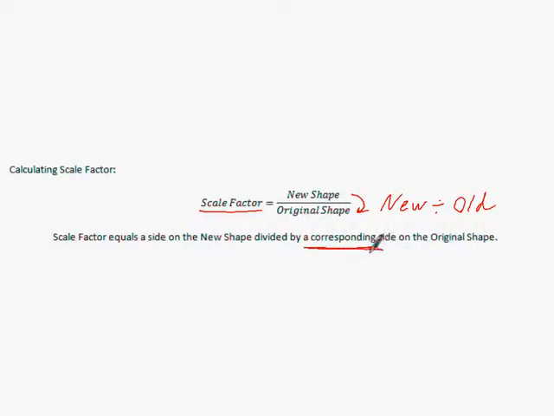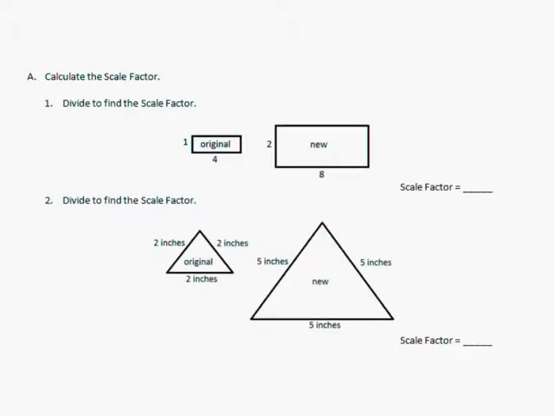Corresponding is very, very, very important. If it is not corresponding, you are not finding a scale factor. And you also need to start with the new shape divided by the original shape. If you want to go so far as to set up your division, the new shape goes inside the box, the old shape goes outside the box. Alright, let's go ahead and get started with some examples.